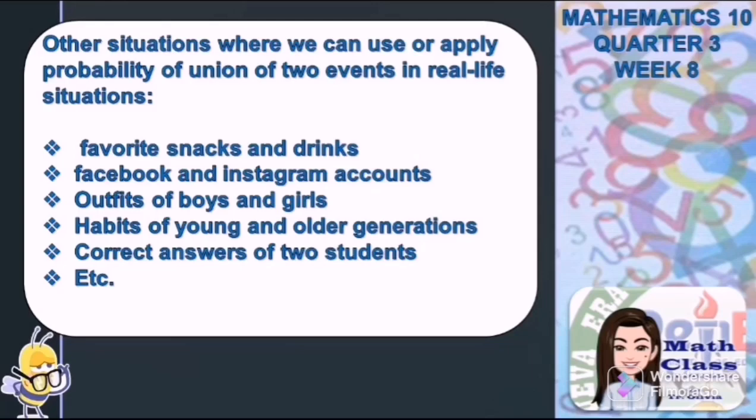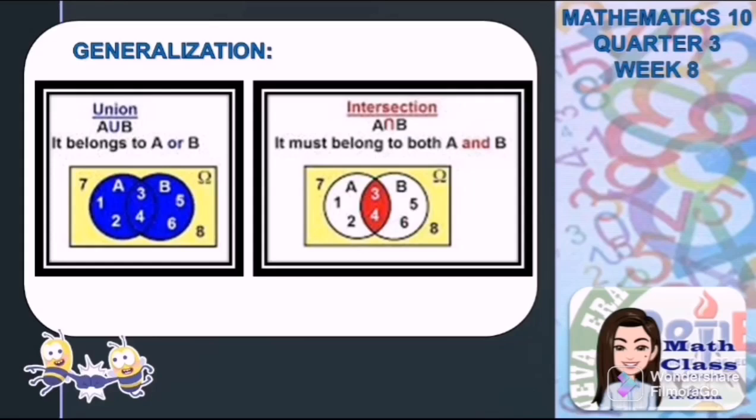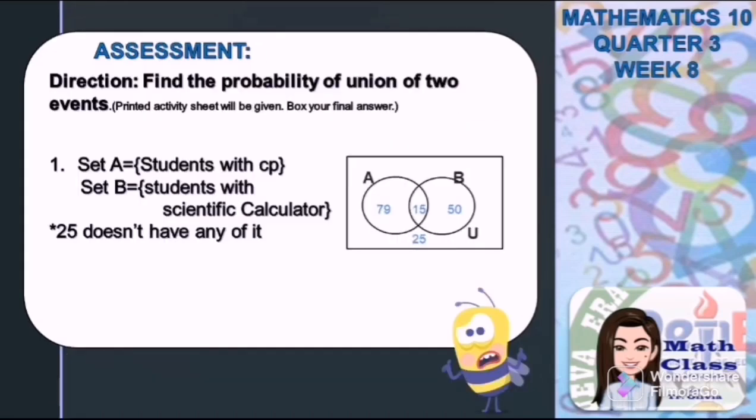Now, other situations where we can apply the probability of the union of 2 events in real life include, for example, favorite snacks and drinks, Facebook and Instagram accounts, outfits of boys and girls, habits of the young and older generation, correct answers of 2 students, and many more. For generalization, when we say union, it belongs to A or B. Take note of the word or. When we say union, we are comparing 2 sets. And when we say intersection, it must belong to both A and B. It contains an element which is common to both sets in the given situation.